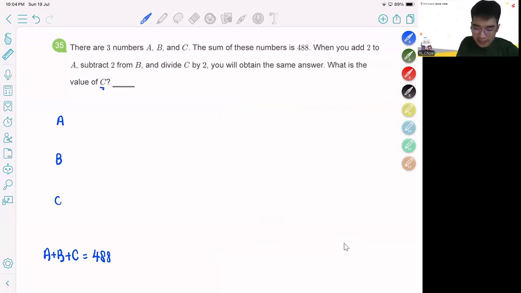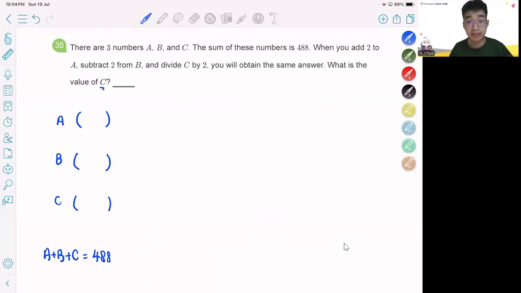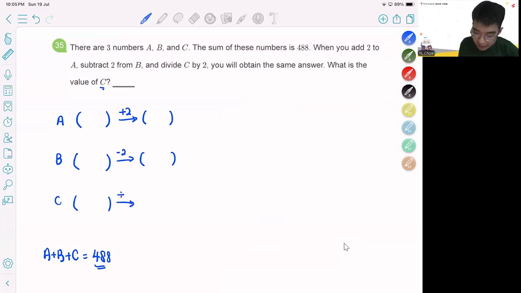Right, so you realize that even though you know the sum of A, B, and C, you don't know each of their numbers, right? What each of their value is. You only know what's the relationship between them, right? That relationship is their sum. And also, when you do something to each number, you will get the same answer. Namely, if you add 2 to the first number, you subtract 2 from the second number. And finally, when you divide by 2, right, from the third number.